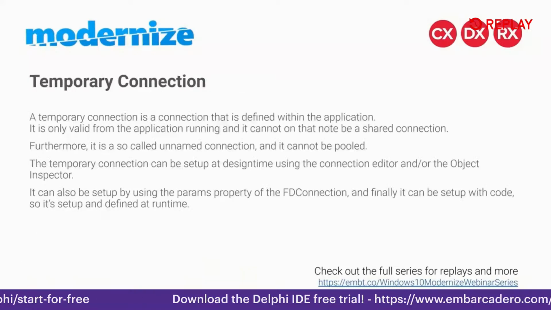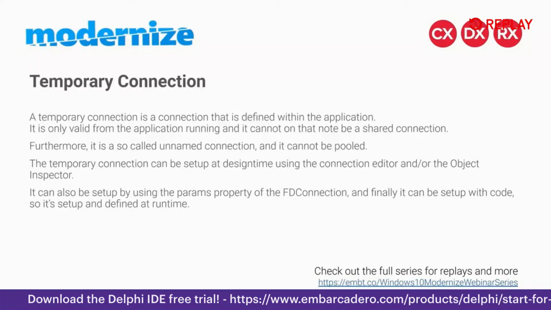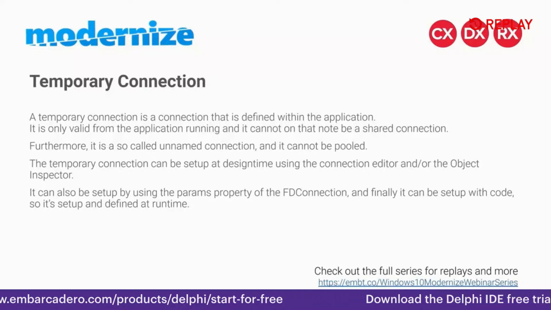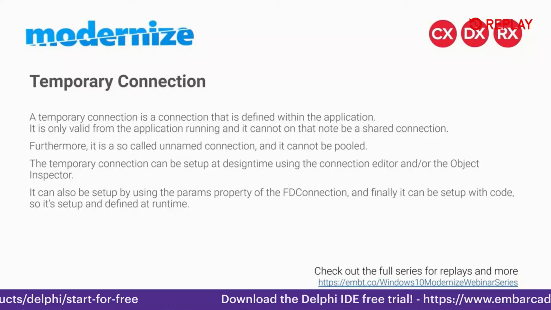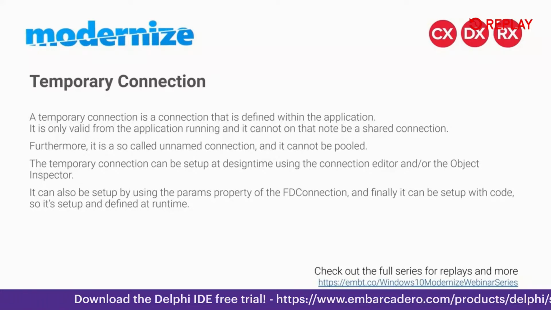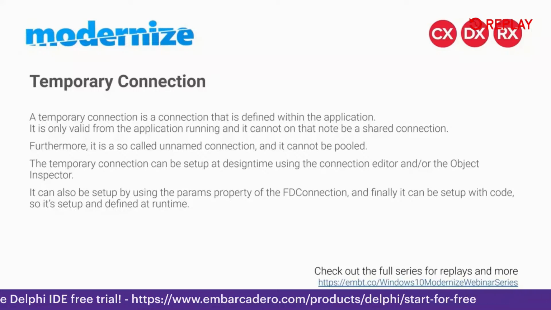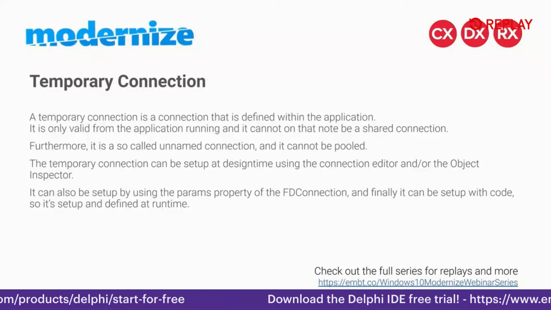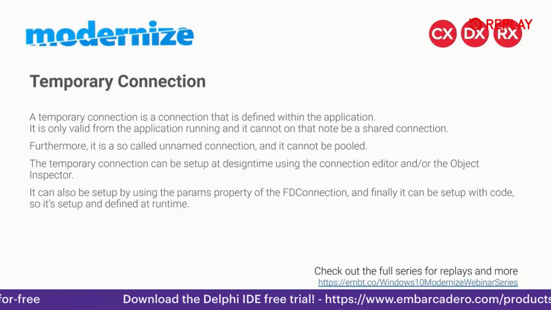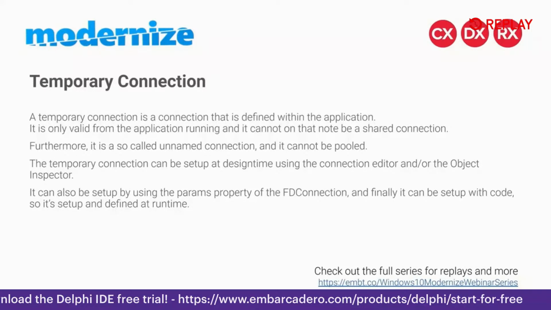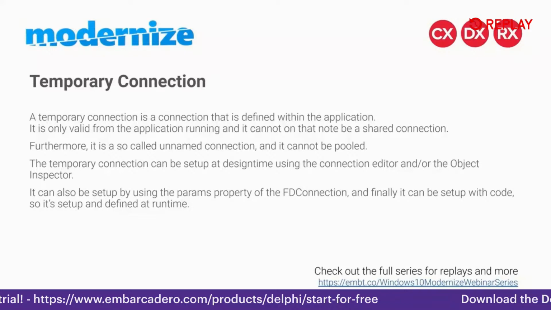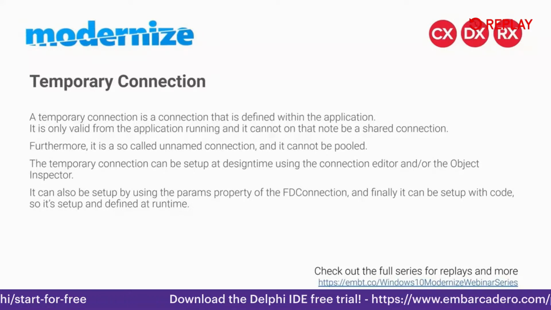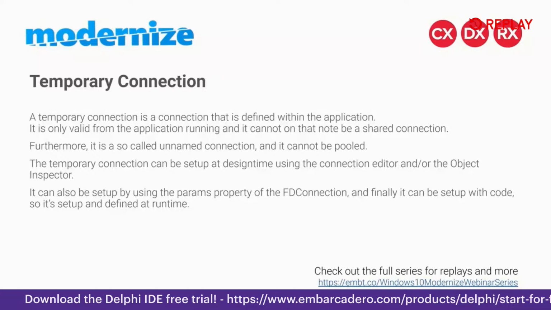Let's get on with this. I'm going to tell you first about the temporary connection, and then I'm going to show you exactly how to do it. A temporary connection is a connection that's defined within the application. So it's only valid within the application and it cannot be shared. It's also a so-called unnamed connection. The component has a name, but the connection itself does not have a name. And it cannot be pooled.